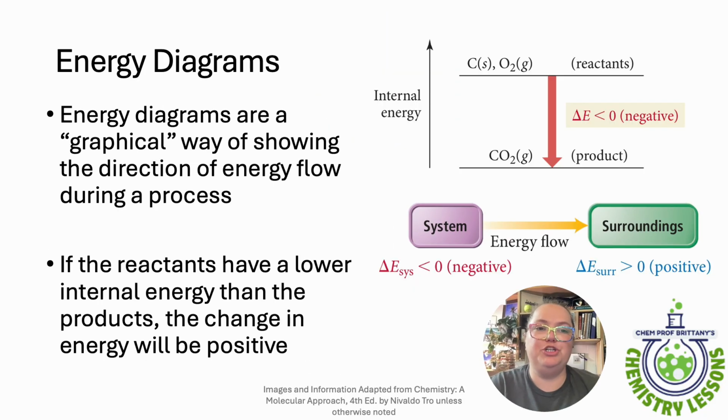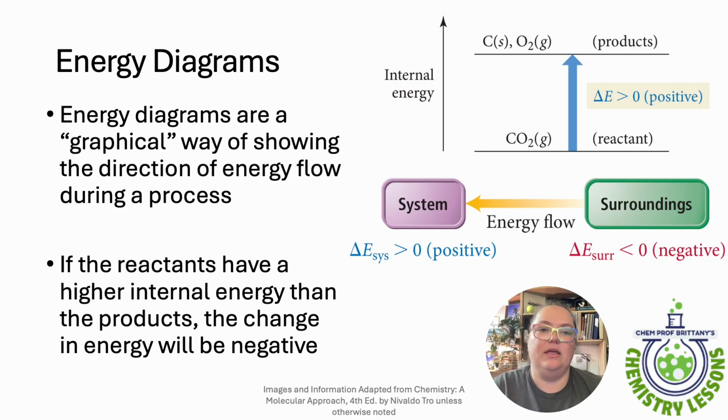All right, so what I've been showing you here are energy diagrams, which I'm going to call graphical. They're visual ways of showing you the direction that energy is flowing during a process, right? So if the reactants have a lower internal energy than the products, the change in energy will be positive. If it's the other way around and the reactants have higher internal energy than the products, then the change is going to be negative.